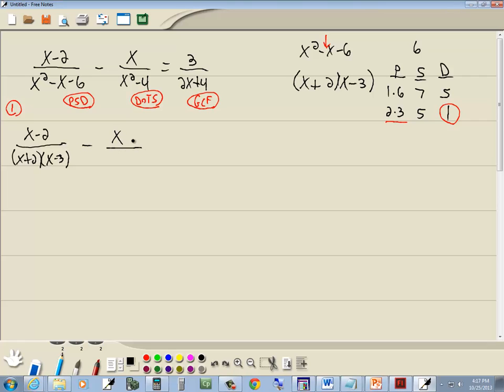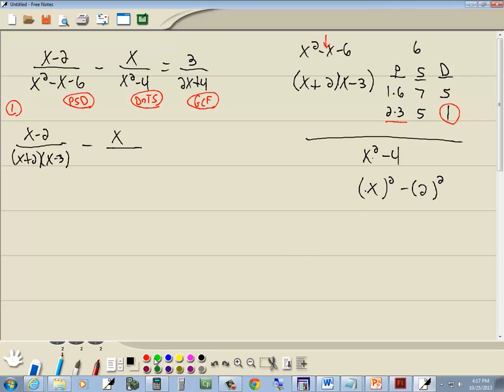Minus x over, now x² - 4. That's difference of two squares: 2 terms, with the minus between them, that's what makes us want to try that. We try to write it as something squared minus something else squared. You look at each individual piece and ask yourself what times itself gives you that. For example, x times x gives you x squared, and 2 times 2 gives you 4.